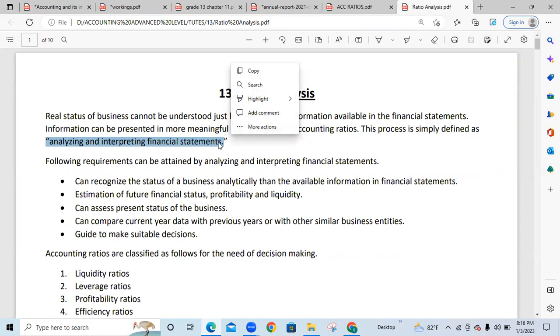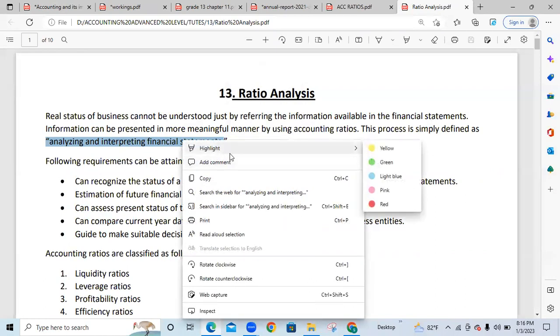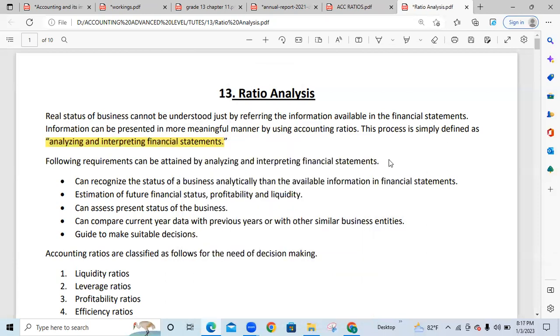Accounting ratios means we analyze and interpret. Analyze means we are trying to go further, because with financial statements, just giving the values is not enough. So you go in depth where you analyze them by finding the relationship between the elements, and then try to make decisions. Interpret means you are trying to say it out about the financial statements.